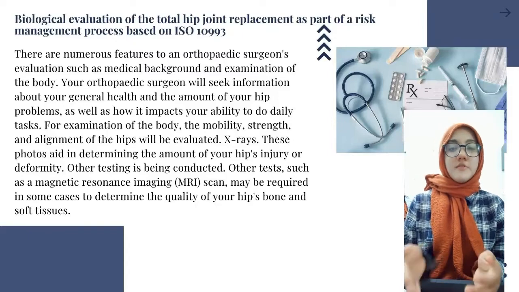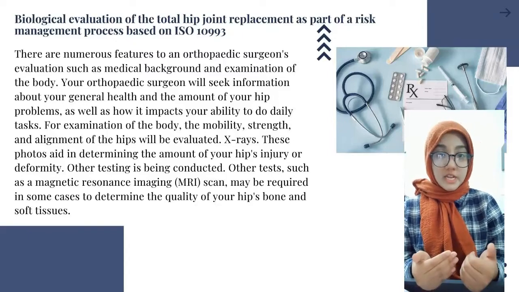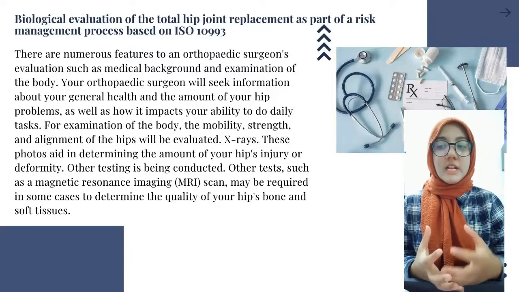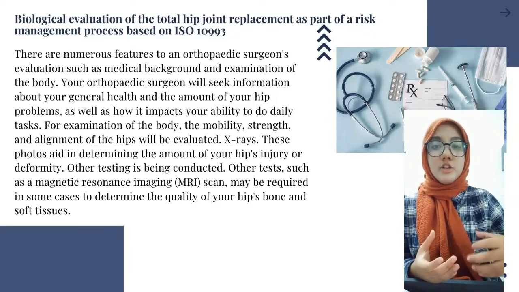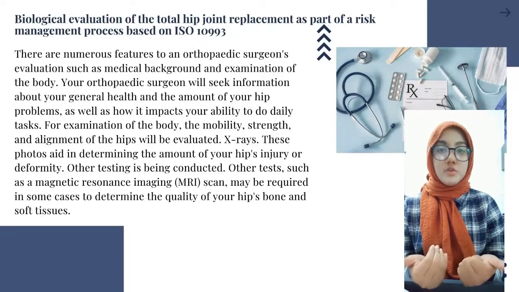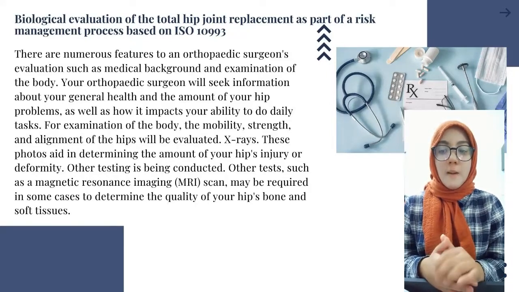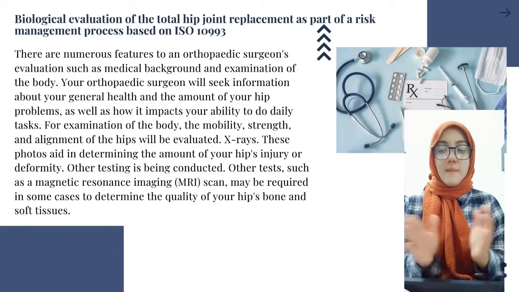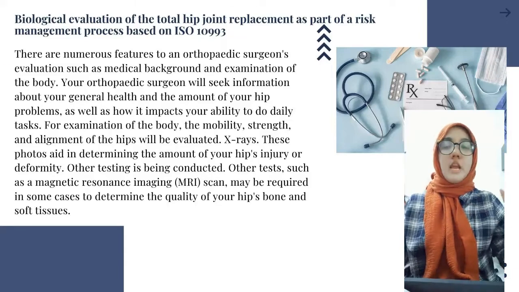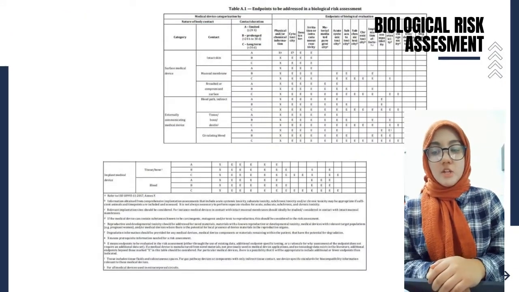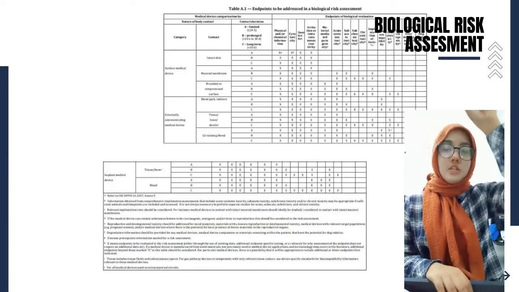MRI tests are very popular these days, which is really good for the body, like the hip replacement industries, and can help with the soft tissues and organs by using MRI scans. And I have also described the endpoints in these tables, so you can see clearly the endpoints to be addressed in the biological risk issues.